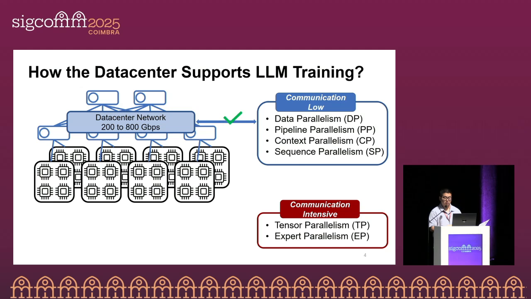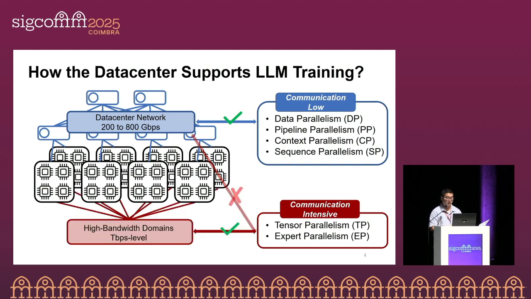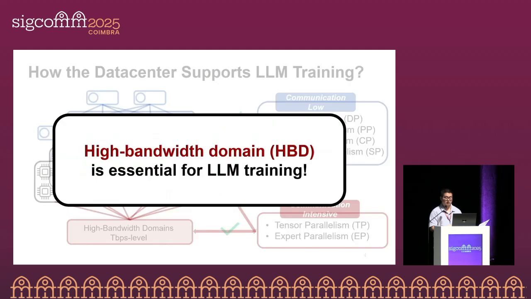The traditional data center network, or DCN for short, uses InfiniBand or Ethernet with fat-tree or rail-optimized topologies. They provide 200 to 800 Gbps bandwidth, which works well with communication-low parallelism like DP and PP. However, DCN could not support communication-intensive parallelism like TP and EP efficiently. TP and EP require TB/s-level bandwidth, which only a high-bandwidth domain can provide. That's why high-bandwidth domain, or HBD for short, is essential for LLM training.